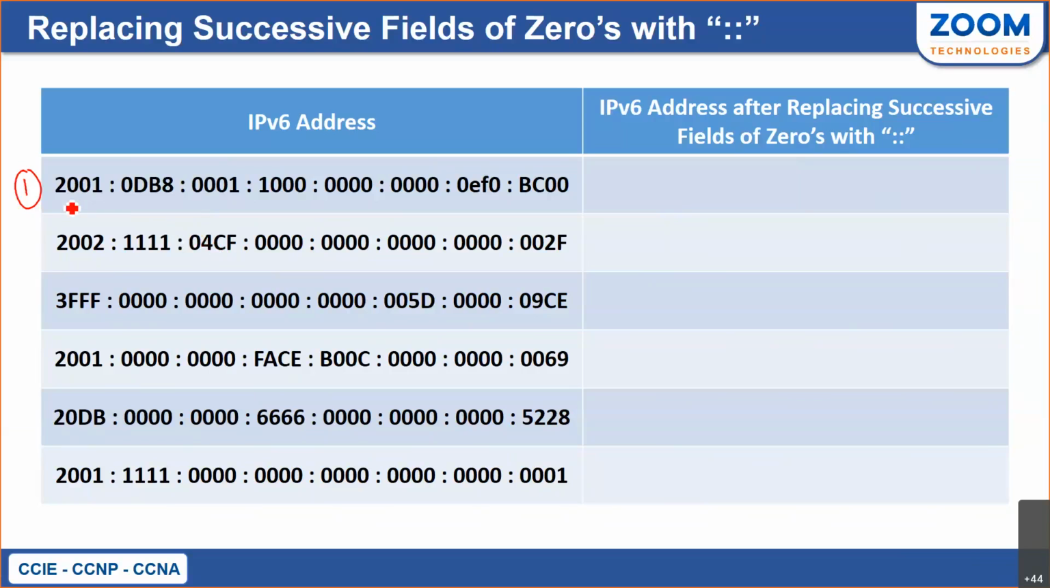Example 1. 2001. Do you have leading zeros here? No leading zeros. Do you have any successive zeros? No. So can you do anything about it? No, we can't do anything. No changes. As is.